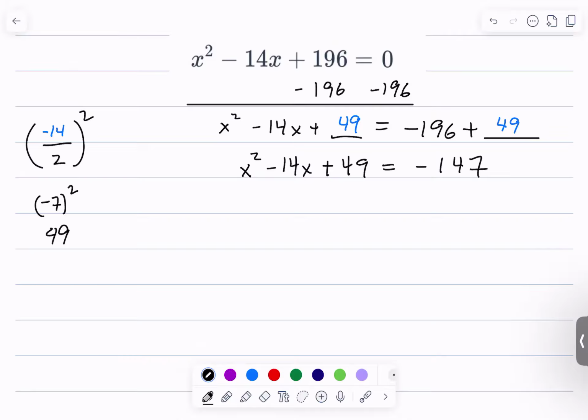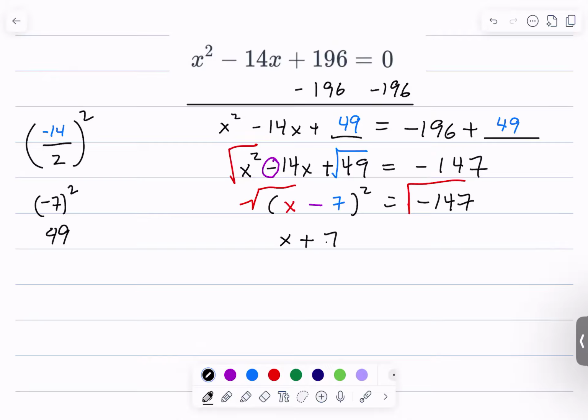And when we build our perfect square, remember, square root of 49 is 7. Square root of x squared is x. Since this is a minus, this is also going to be a minus. The next step after this is to square root both sides. And then we have x minus 7 equals the square root of negative 147.